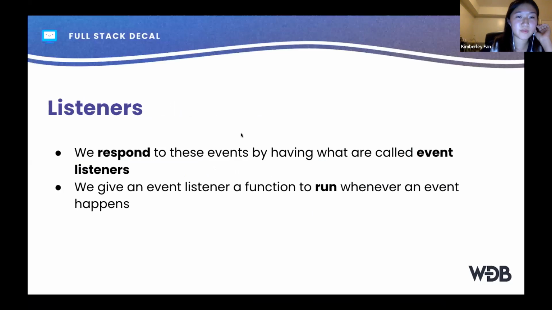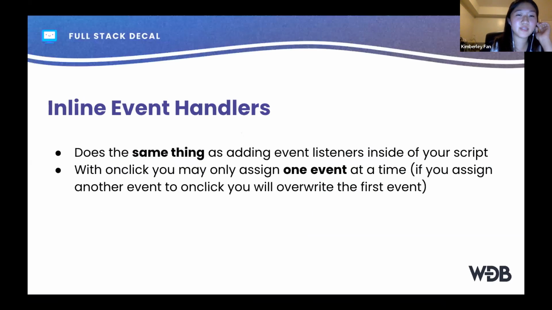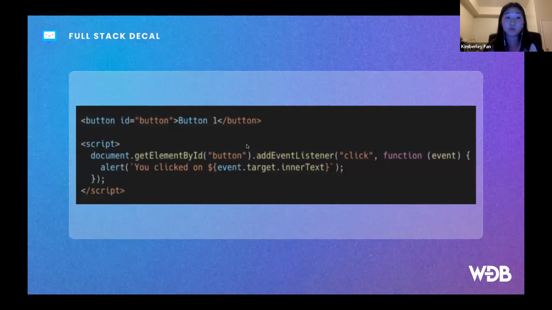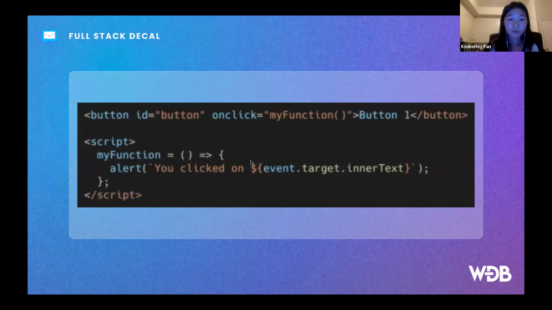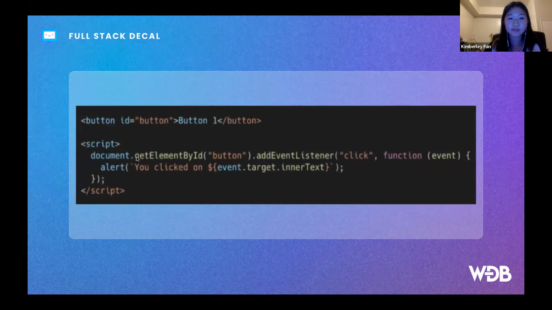Alrighty. Where am I? Okay, so inline event handlers is also something that does the exact same thing as adding event listeners inside of your script. But with onClick, something to keep in mind is that you can only assign one event at a time. So if you assign another event to onClick, you will overwrite the first event. So kind of to show how this works, this is how we've previously done it. We just directly added getElementById, directly added addEventListener. And this is one way that works perfectly fine.